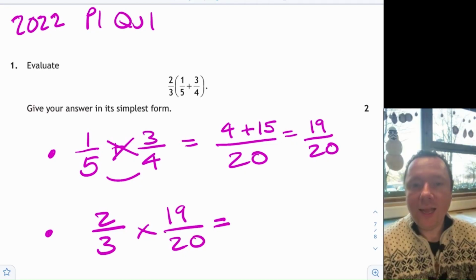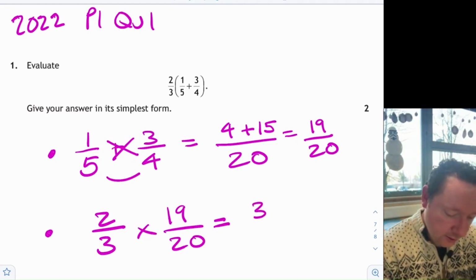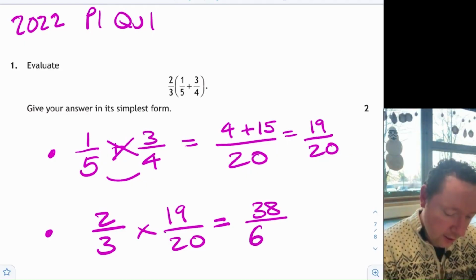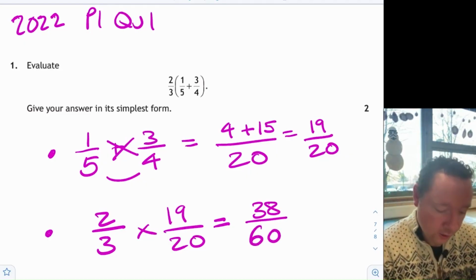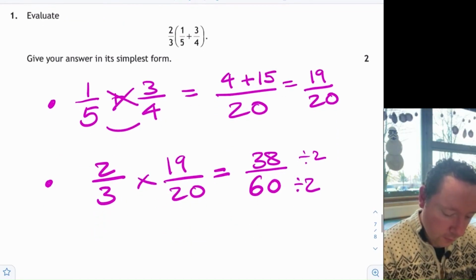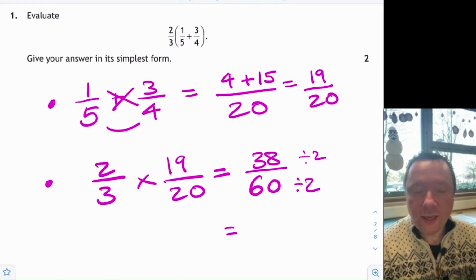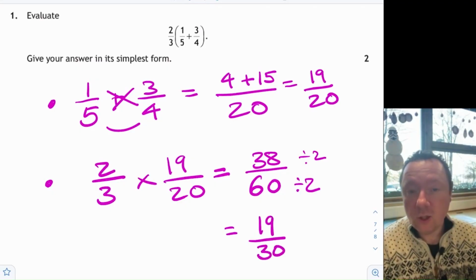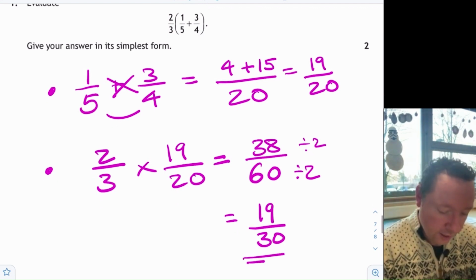2 times 19 is 38. 3 times 20 is 60. And they're both even, so I can divide by 2 to simplify. A half of 38 is 19, and a half of 60 is 30. 19 is a prime number, it doesn't go into 30, so that's me simplified for my final.